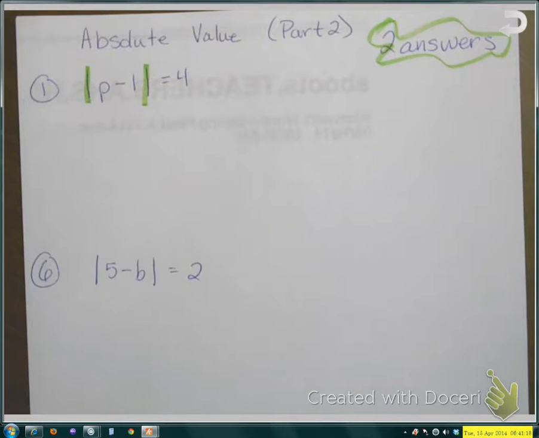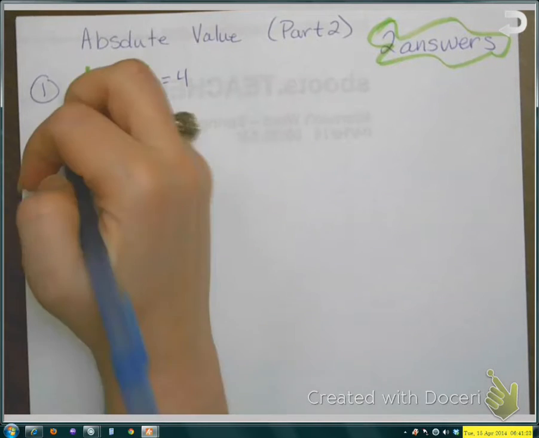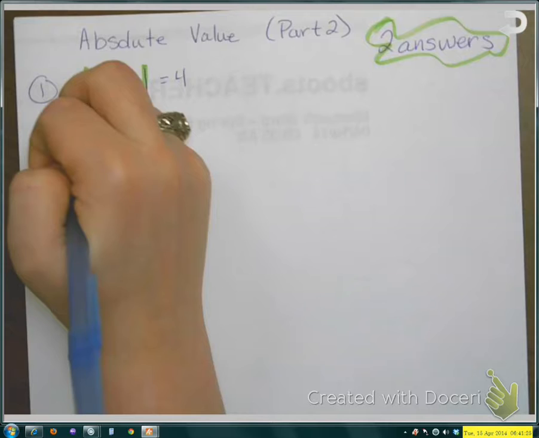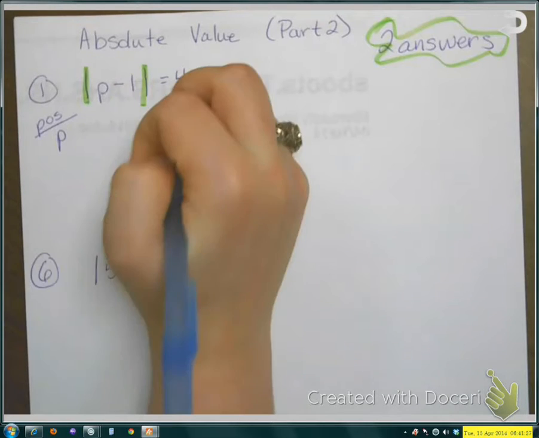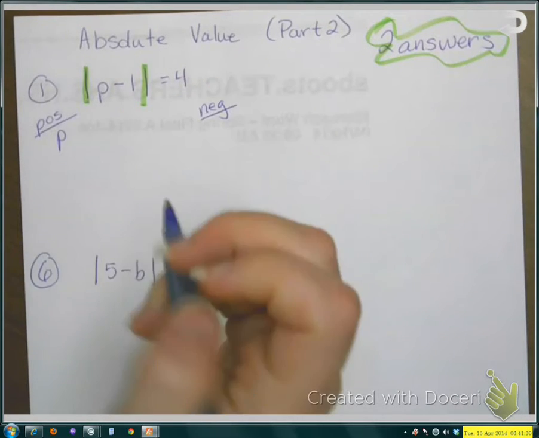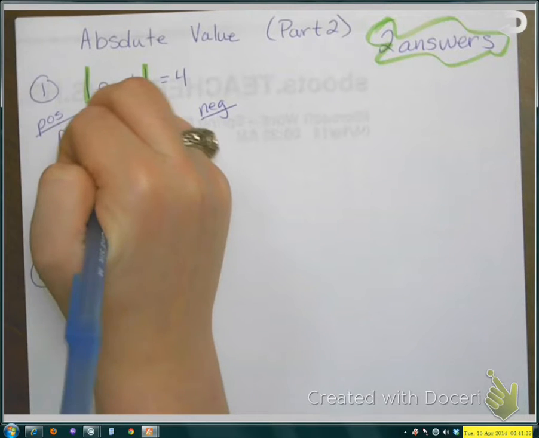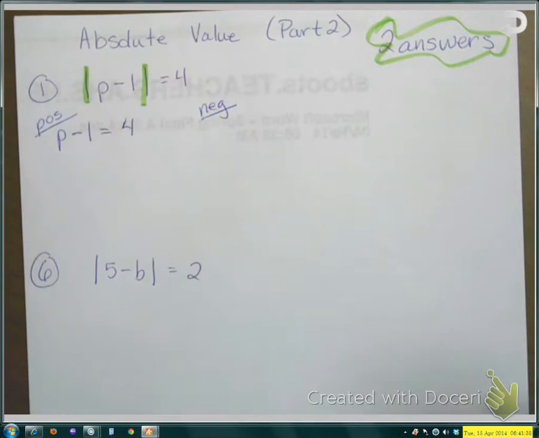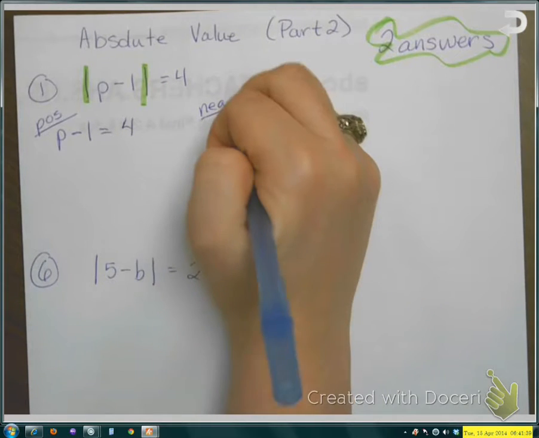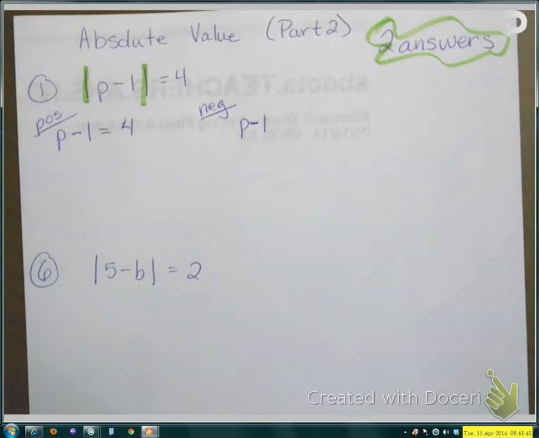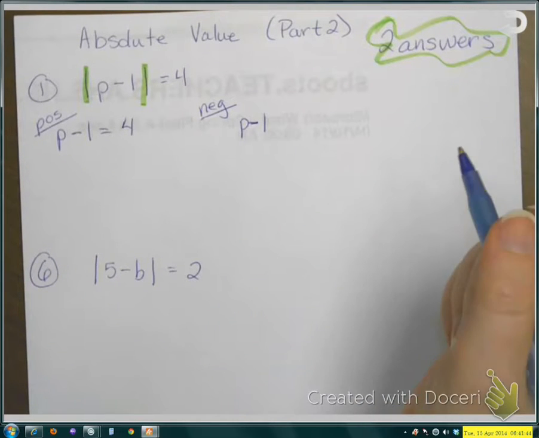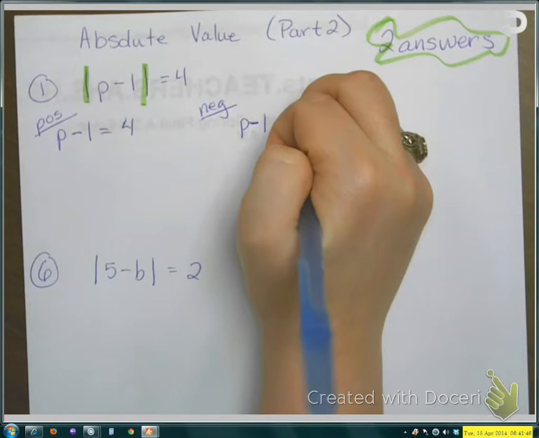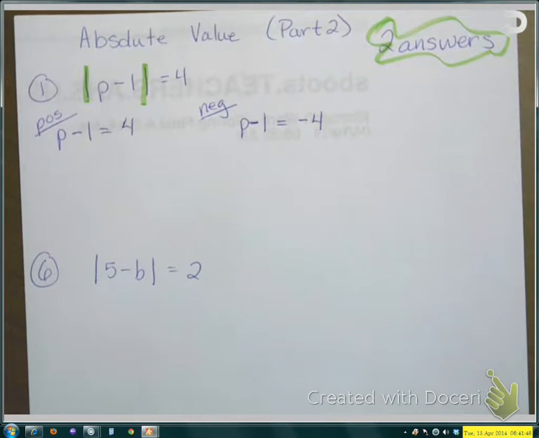Okay? So, let's look at our first equation. To get rid of the absolute value symbols, I have to write the positive case and the negative case. In the positive case, you write the problem without the absolute value symbols. You just write it the way that it is. In the negative case, I'm going to keep the left side of the equation the same. The part that's inside the symbol stays the same, and on the other side, we're going to switch the sign. So now I have a negative 4 instead of a positive 4.